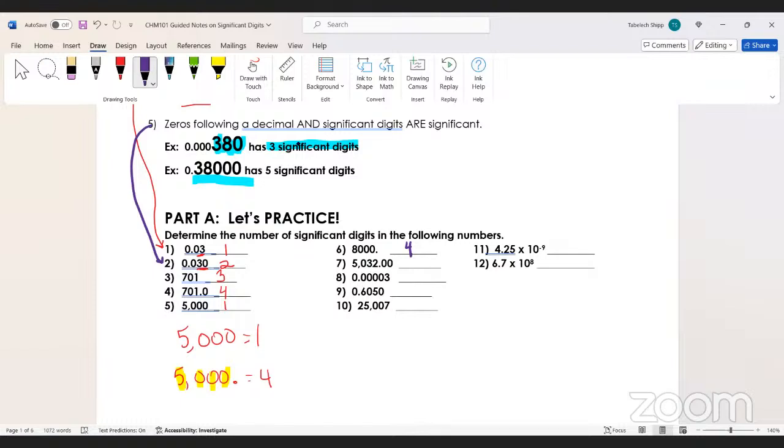Number 7, we have 5,032.00. Now, you remember what we said, because there's a 0 here that's sandwiched in between the 5 and the 3, that 0 counts. And because there's a decimal present that comes after significant digits, that means all of these numbers count. So in this case, we have 6 significant digits.